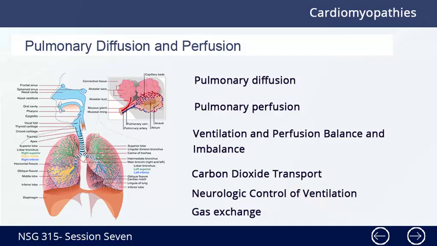Neurologic control of ventilation. Resting respiration is the result of cyclic excitation of the respiratory muscles by the phrenic nerve. The rhythm of breathing is controlled by respiratory centers in the brain.